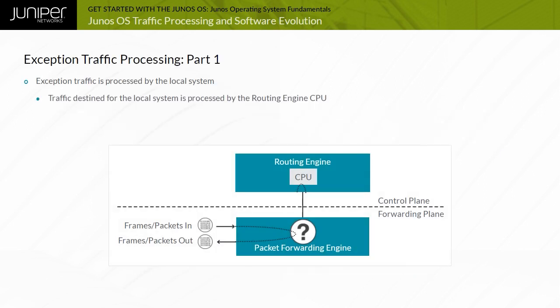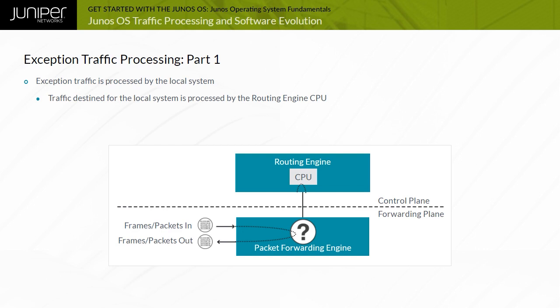Unlike transit traffic, exception traffic does not pass through the local device, but rather requires some form of special handling. Examples of exception traffic include packets addressed to the chassis, such as routing protocol updates, telnet and SSH sessions, pings, traceroutes, and replies to traffic sourced from the routing engine. Another example is IP packets with the IP options field set.